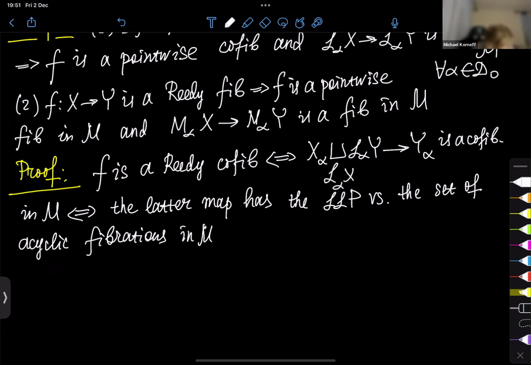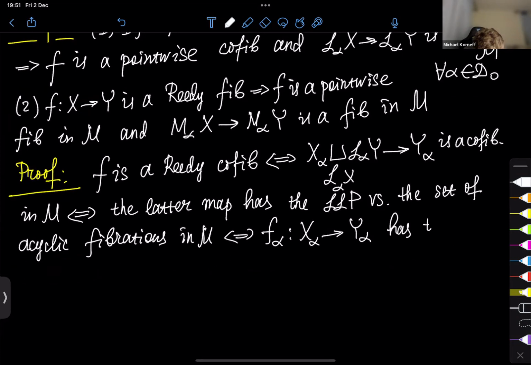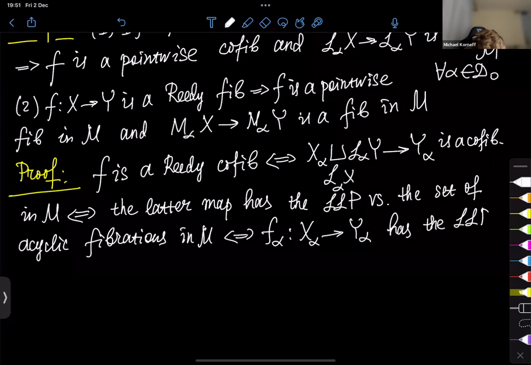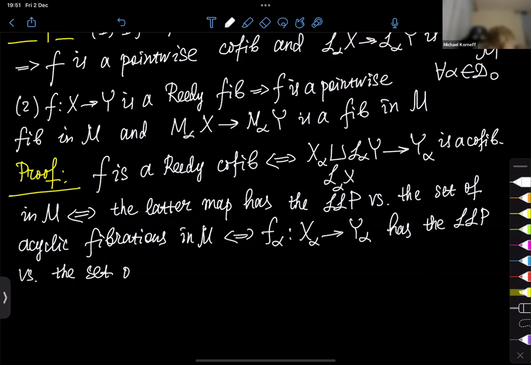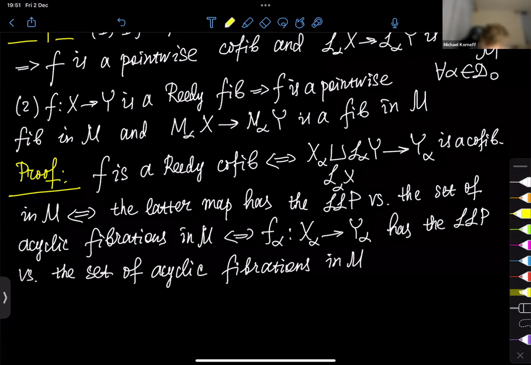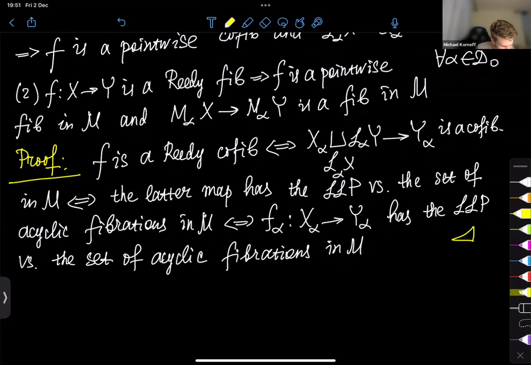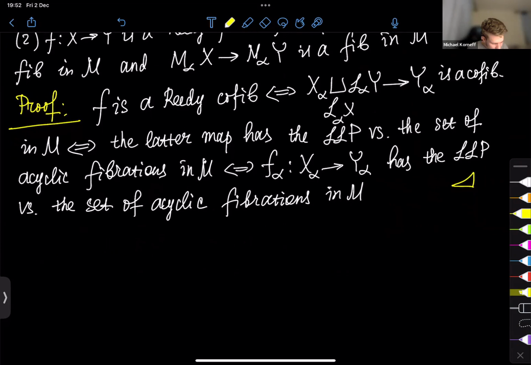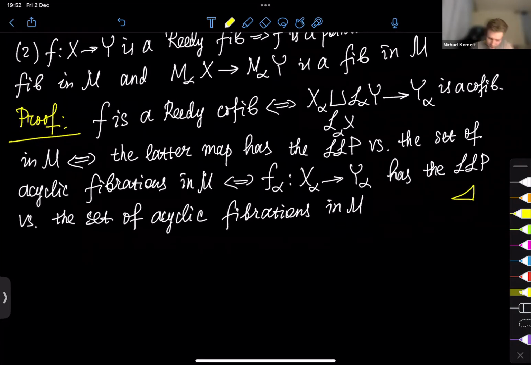Okay, and it holds if and only if F alpha for any alpha has a left lifting property by the previous lemma with respect to the set of acyclic fibrations in M. Okay, and now we can formulate the following corollary from this proposition.